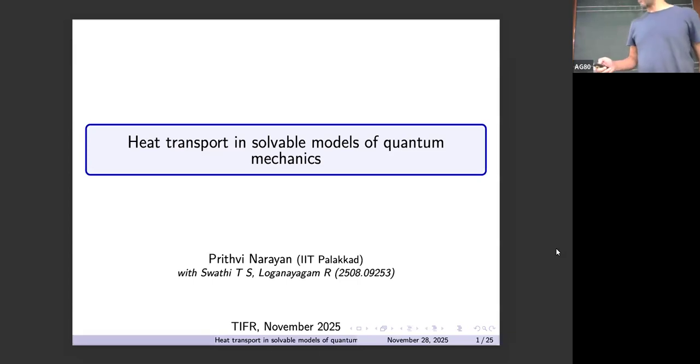So I'm going to talk about some very simple quantum mechanical systems and the study of heat transport in these systems. This work was done in collaboration with Narayan from IIT and Sachdev from IIT Palakkad.